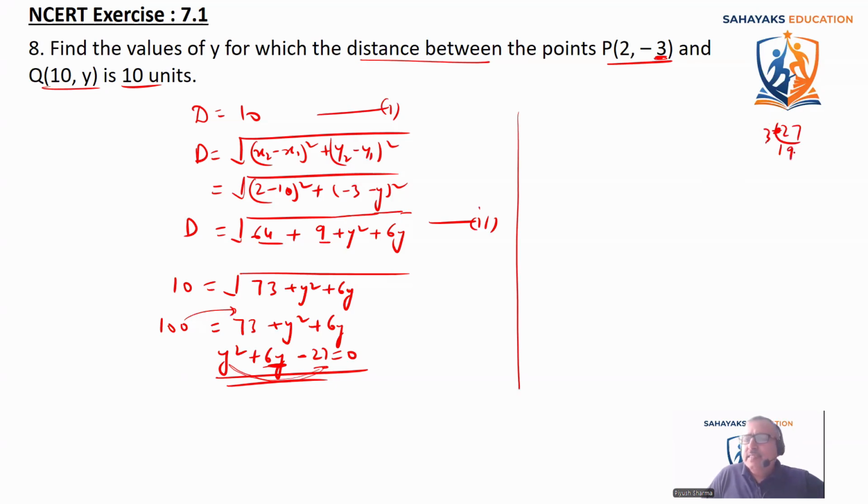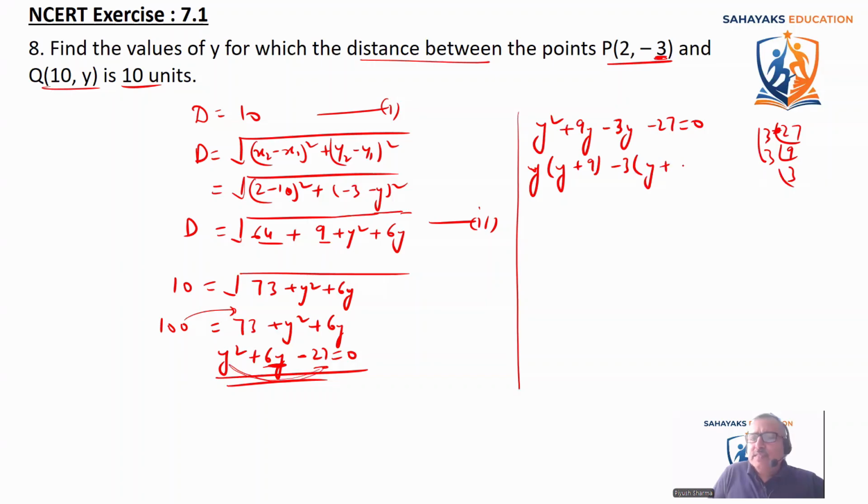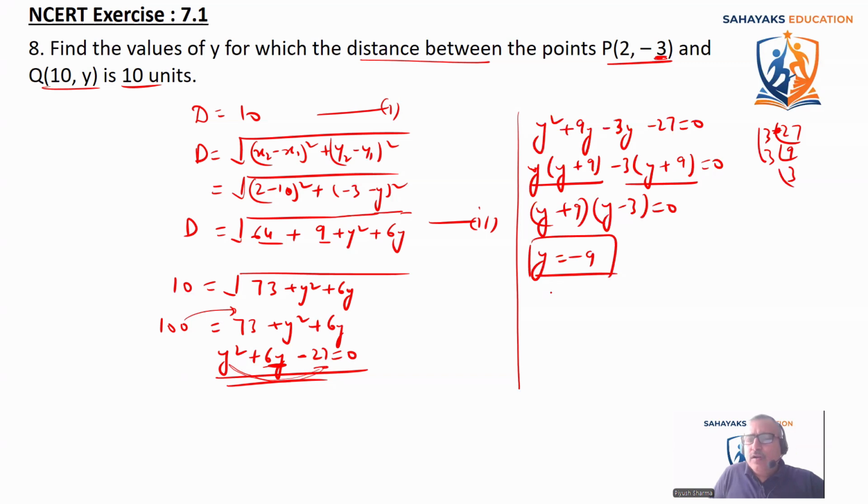So 3 9s are 27, 3 3s are 9. So we have these values. So I can say 9 and 3. So I can write it as y square plus 9y minus 3y minus 27 is equal to 0. So y, I'll take it as common. It becomes y plus 9. And minus 3 as common, it becomes y plus 9. What is common between this and this? Y plus 9. So I just write y plus 9 here. And what is left? Y minus 3 is equal to 0. So the value of y will be minus 9 or y is equal to 3. So these are the two values.